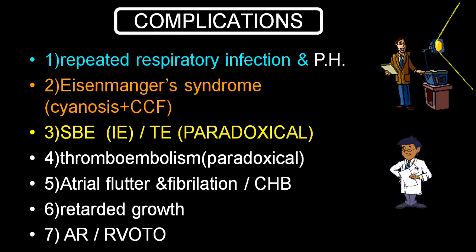As far as complications are concerned, repeated respiratory tract infection, pulmonary hypertension, retarded growth, then the person can go into reversal, we call it Eisenmenger. Sorry, this spelling should be E, where the person will now start developing cyanosis with congestive cardiac failure, paradoxical embolization, infective endocarditis, thromboembolism with paradoxical embolization. Atrial flutter fibrillation is common because of a big, dilated LA, and that can end up with thrombosis and thromboembolism.